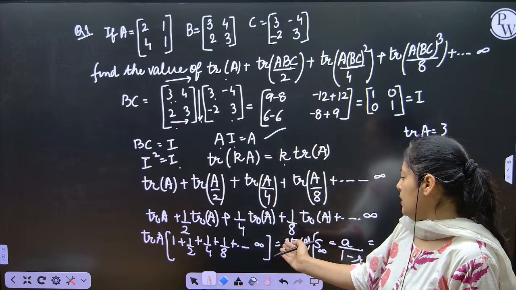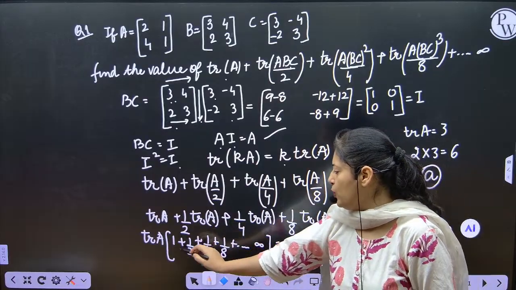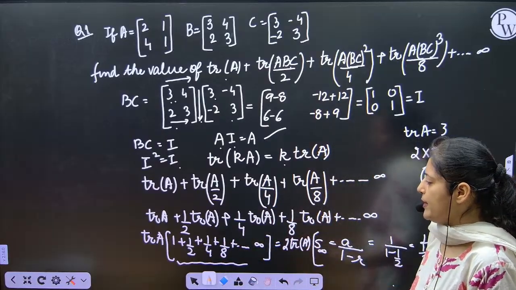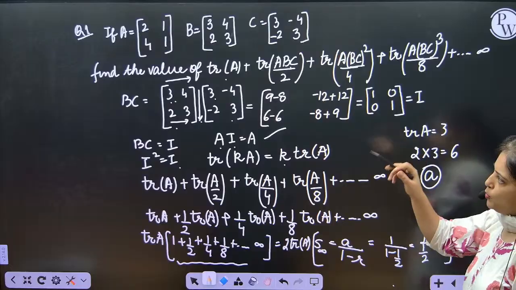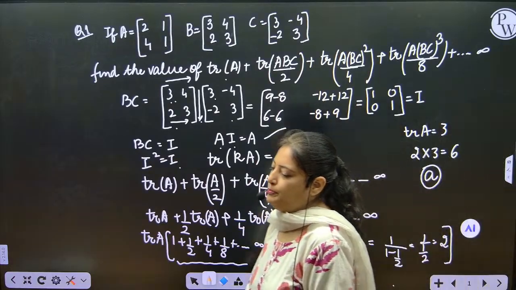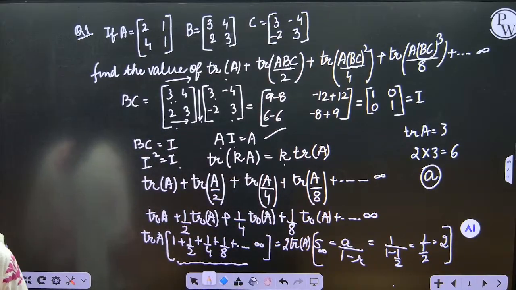So we got this full term coming out to be 2 into trace of A. Trace of A, when we found, 2 plus 1 is nothing but 3. 2 into 3 is 6. So I hope this part is clear to everyone.